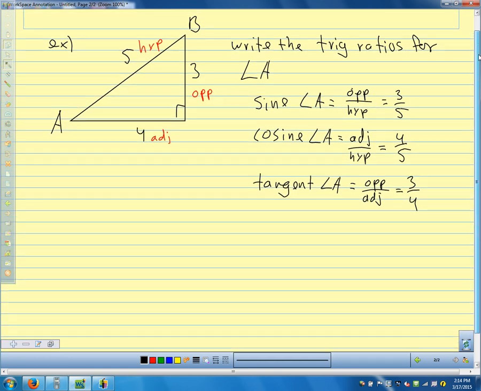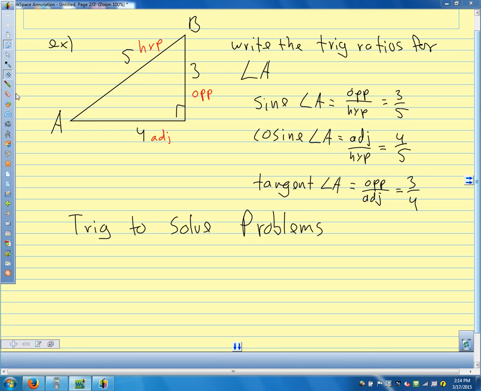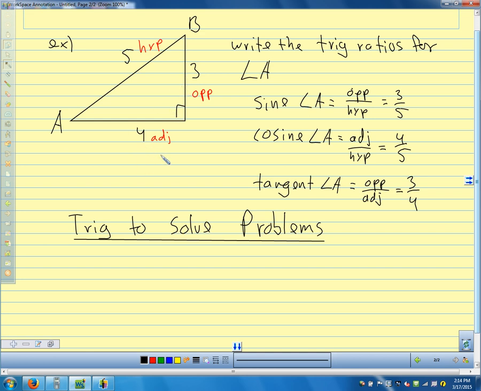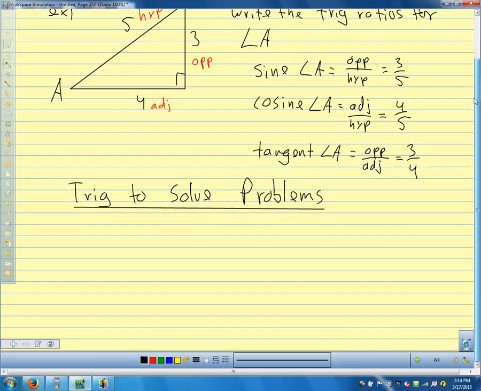But we don't want to just do this. We want to use trigonometry to solve problems. What we can use trigonometry for is we can find missing sides of right triangles if we know a side and an angle, or we can find missing angles of right triangles if we know two sides. So I'm going to give us a set of steps that we can use for all of these different kinds of problems.